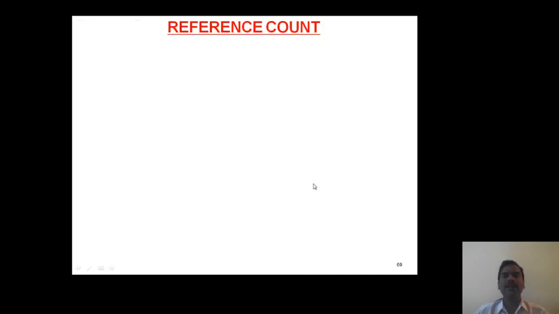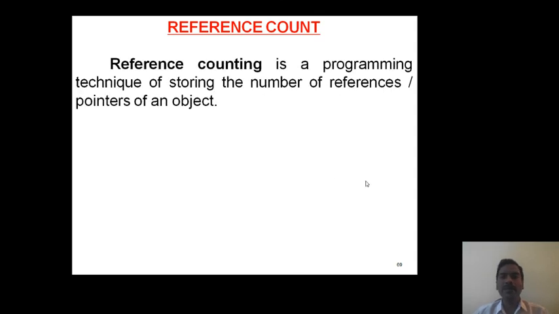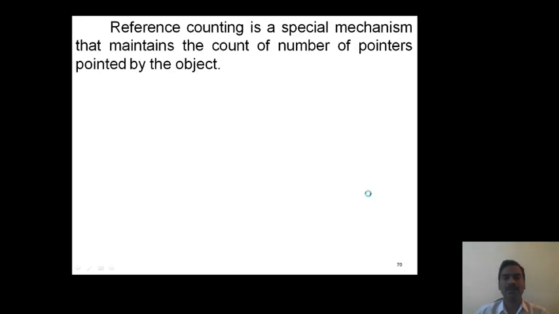The last one, reference count. Now listen, reference count is a programming technique which is used to store the number of references or pointers pointing to an object. In this mechanism, we simply maintain a count value that represents the number of pointers pointing to the object.